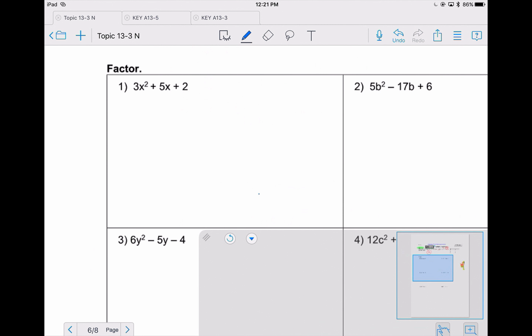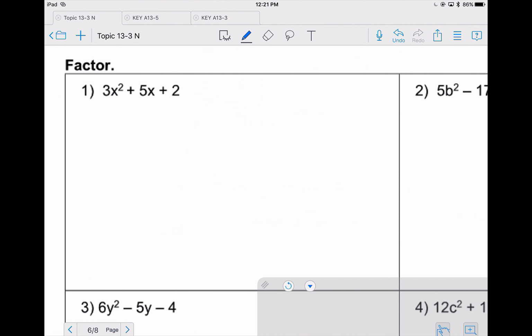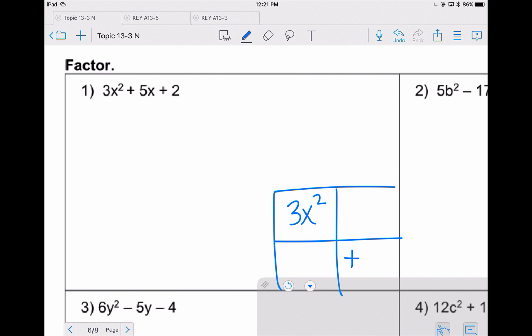So today we're asked to factor when a is greater than 1. So when we have things like this, 3x squared plus 5x plus 2, keep in mind that sometimes they do like to change up the order on us, so make sure that they're always x squared, x, and a number. If you're looking at something like this, the first thing we check is for a GCF. There's no numbers that 3, 5, and 2 all share. So I will go straight to the box. So 3x squared and plus 2.